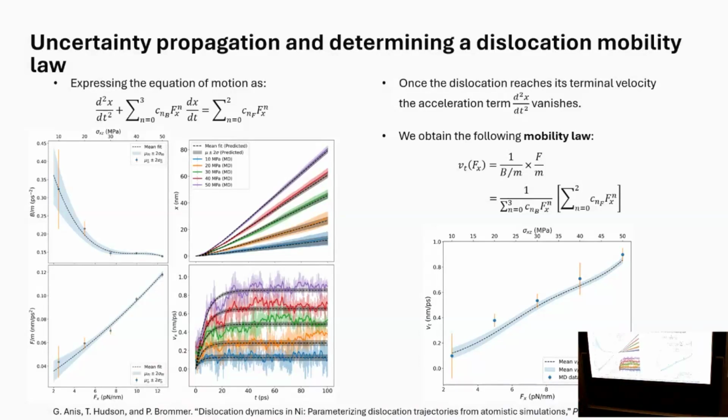And so we can rearrange the equation of motion and we get the terminal velocity of the dislocation as a function of the applied force. And this gives us this mobility law. And because we've done some sampling, we have these coefficient distributions. We can sample those and we can get uncertainty. So if we also take those coefficient distributions and generate samples and plug that into the full equation, we can then compare what we get to the original MD data, and we find that we get a good representation.